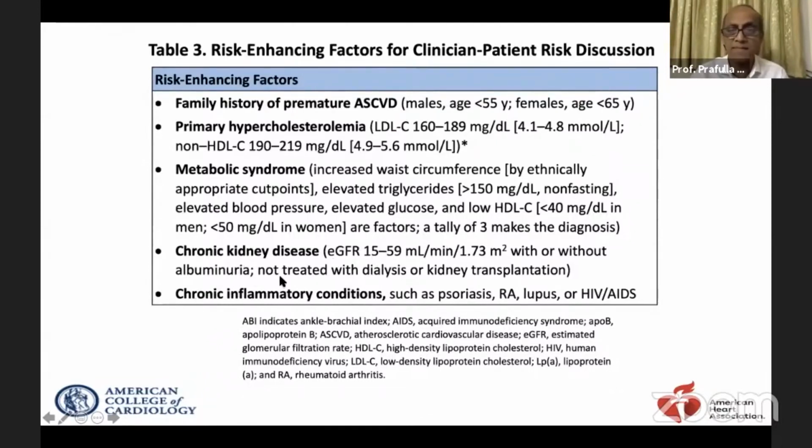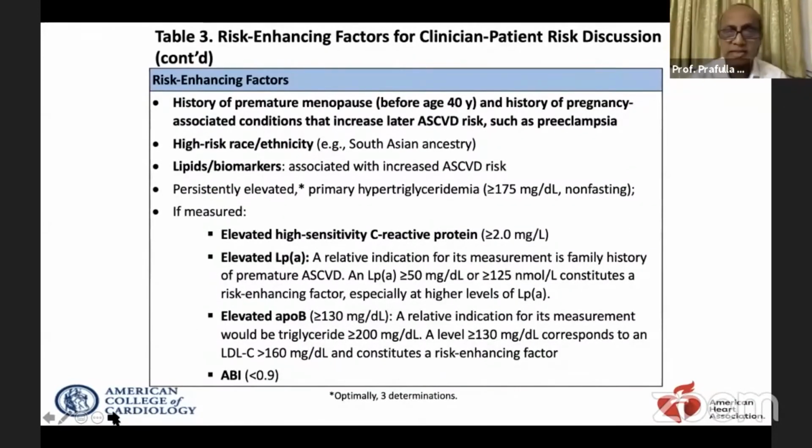Chronic inflammatory conditions are important. So also in your context, history of a premature menopause, as also patients with preeclampsia in the past, and high-risk ethnicities already coming into the ASCVD risk calculator. There is a South Asian ancestry. Then other biomarkers that we hear so much about, elevated C-reactive protein during this COVID pandemic. We'll talk about that, elevated LP(a) and others like ankle brachial index and elevated ApoB levels.